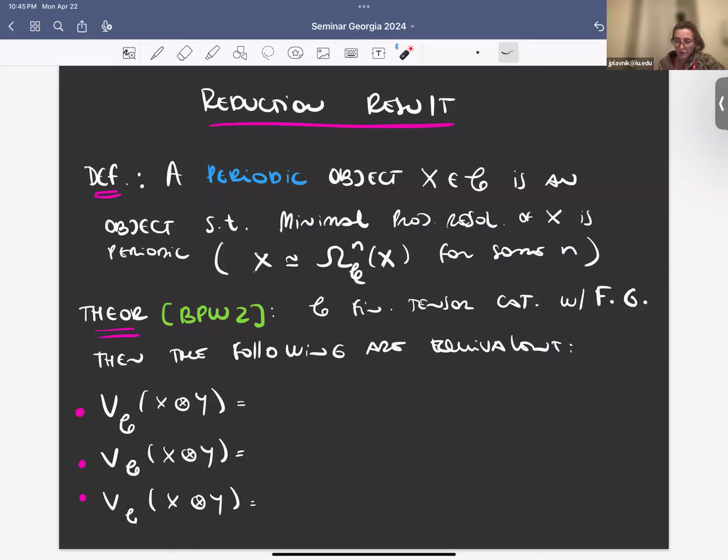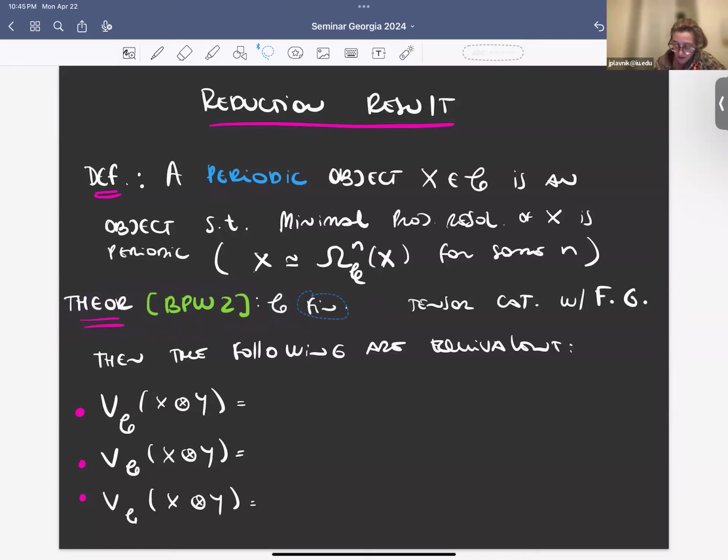So what we proved was the following. If we start with a finite, but I will ask here for a braided tensor category. So I didn't say what braided is. Maybe I should say it in a minute. I mentioned more or less the idea, but I didn't define it, but I can mention it now.